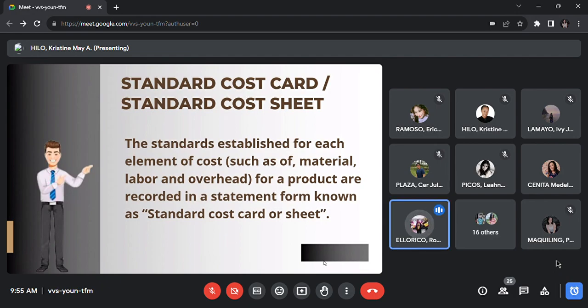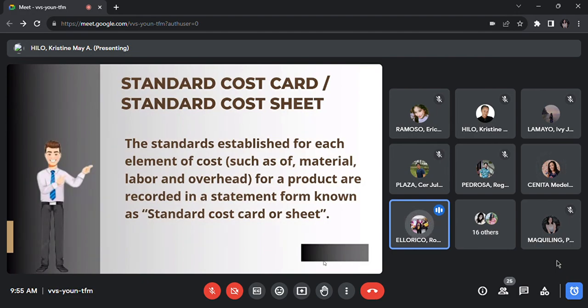So, good morning everyone. My name is Rovilyn Yes Ilyurico. So, my topic is all about the standard cost card.